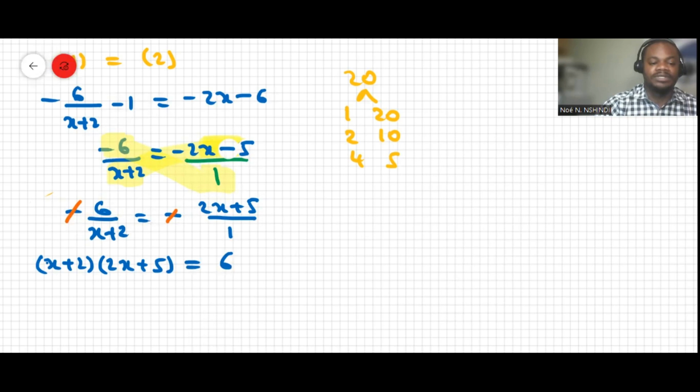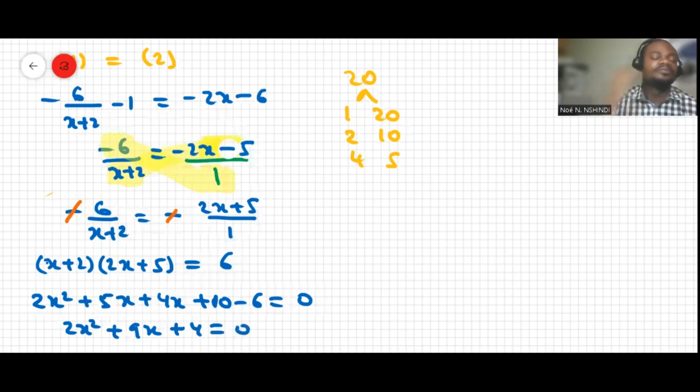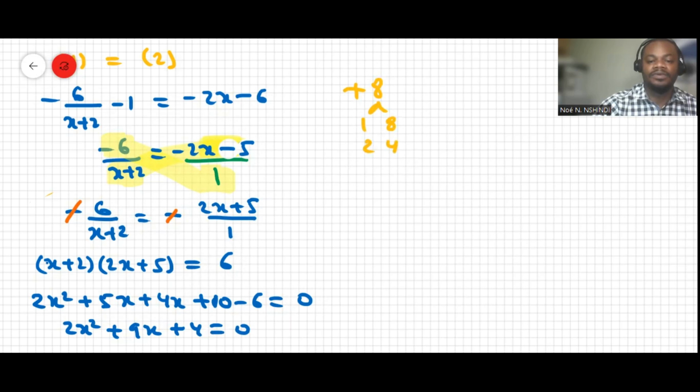Now x times 2x makes 2x squared, x times 5 makes plus 5x, and then plus 4x, and then plus 10. And if I move the 6 over, because -6 equals 0, that makes 2x squared plus 9x plus 4 equals 0. Now, if we do 2 times 4, it's 8. It's positive 8 there. Factors of 8 are 1 and 8, 2 and 4. And that's all. If we need to get a positive 9, the coefficient of the middle term, we can use plus 1 and plus 8.